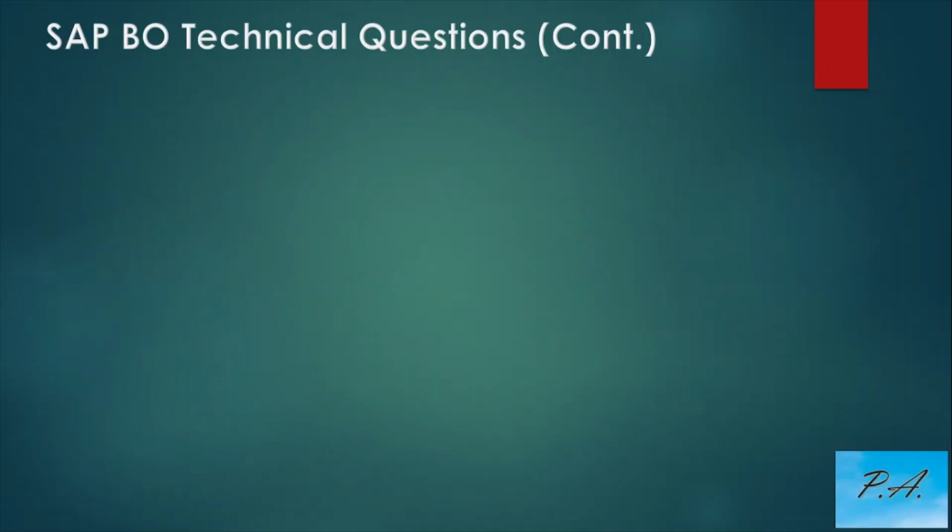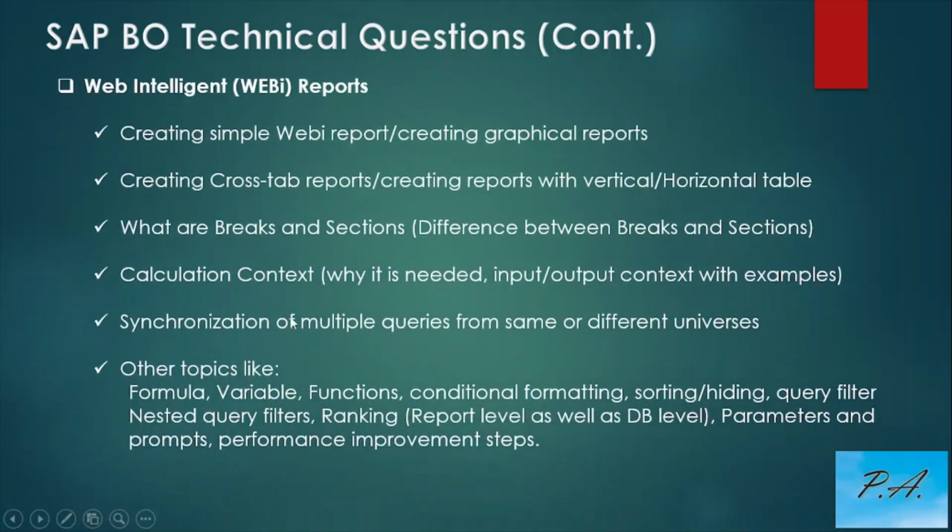SAP Business Objects Web Intelligence, or WEBI, is a web-based reporting and analysis tool. It is part of the SAP Business Objects product suite and is used for analytical and ad hoc reporting to meet business requirements. You should focus on the following topics in the WEBI tool: creating simple reports, for example, creating simple WEBI reports and creating graphical reports. You should be able to explain the end-to-end process of how to create a simple WEBI report or graphical report.